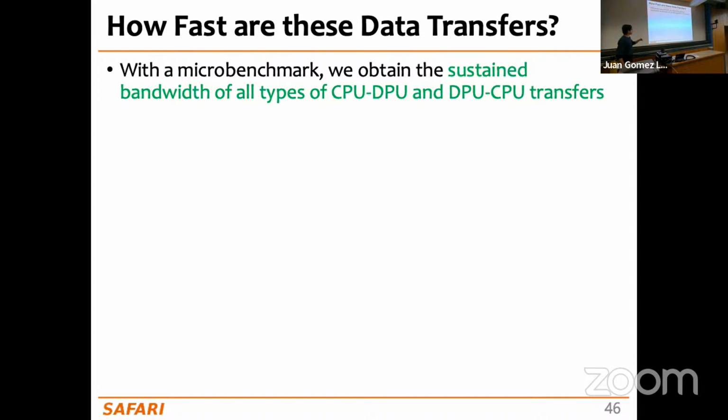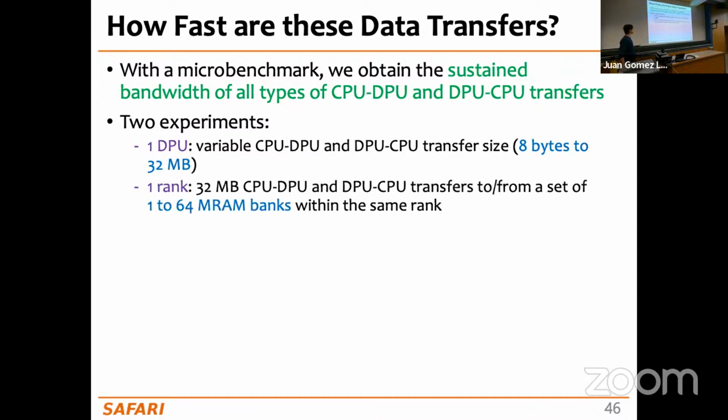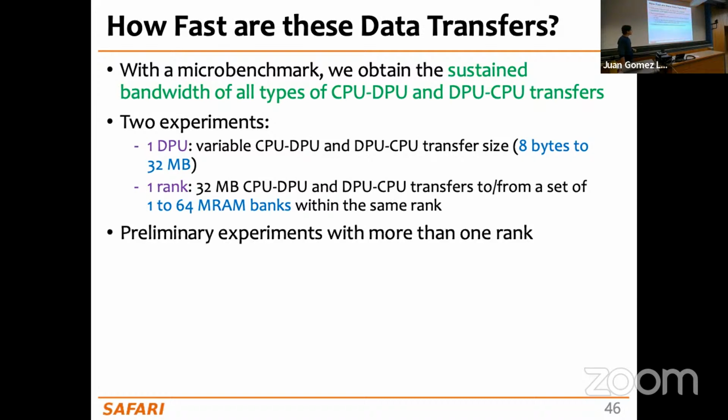We create a micro benchmark to measure the sustained bandwidth for all types of CPU-DPU and DPU-CPU transfers. And we ran 2 different experiments. You could run more experiments, of course, if you want. The first one targets a single DPU. The second one targets an MRAM bank. Remember that one rank has 64 DPUs and 64 MRAM banks, and that's what we test.